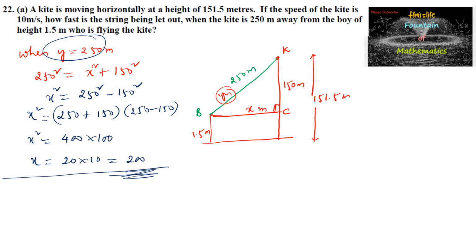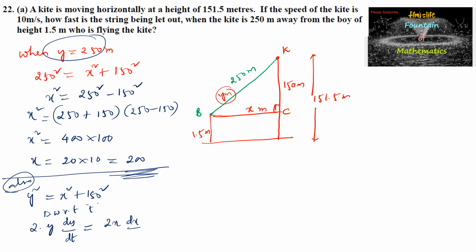Okay, now also in general we have y square is equal to x square plus 150 square. The height is constant, given. So differentiating with respect to t, we have 2y dy by dt is equal to 2x dx by dt plus 0. Or this can also be written y dy by dt is equal to x dx by dt.